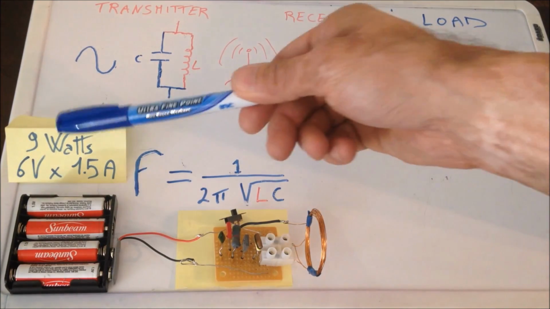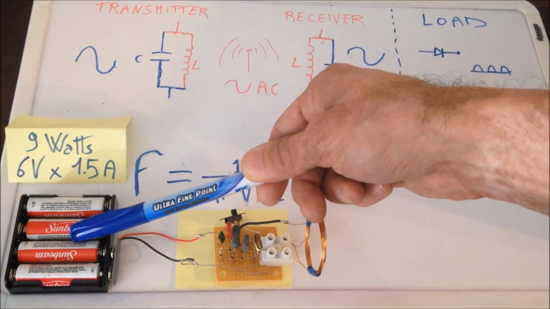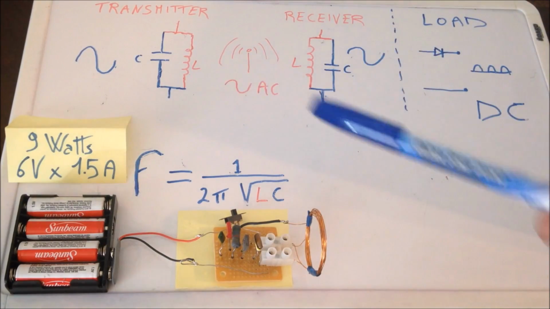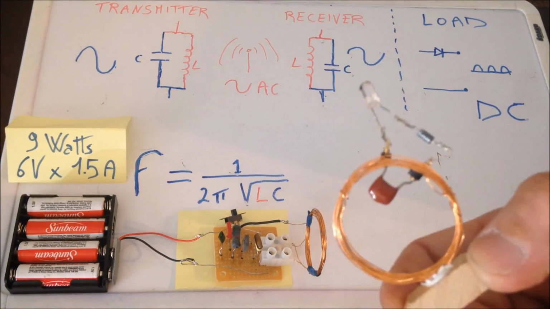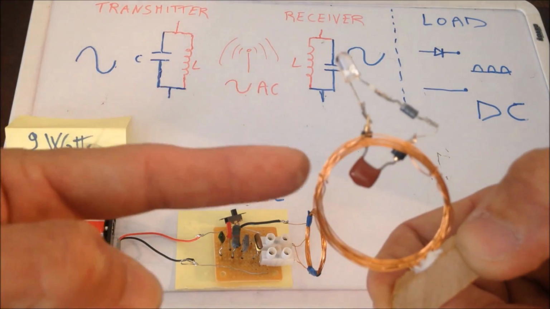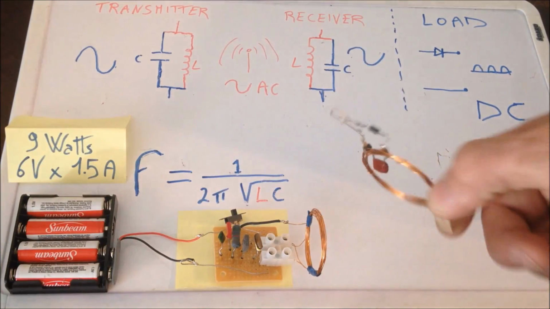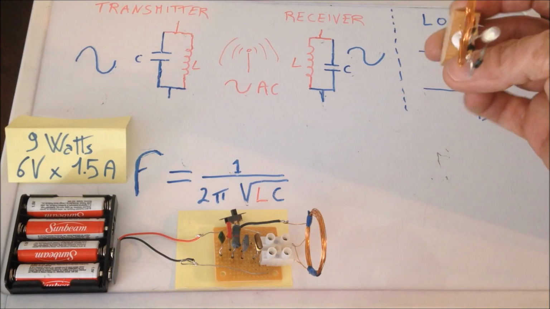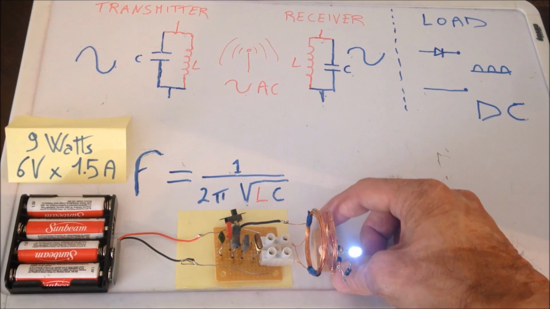Everything is powered by 9 watts of overall energy from 4 AA, 6 volts, 1.5 amps. Our load is going to be a classic LED with a diode, a rectifier diode, and a capacitance. That's going to be our circuit receiver right there. Let's see how much power we can get out of this electrosmog. Right there, beautiful.